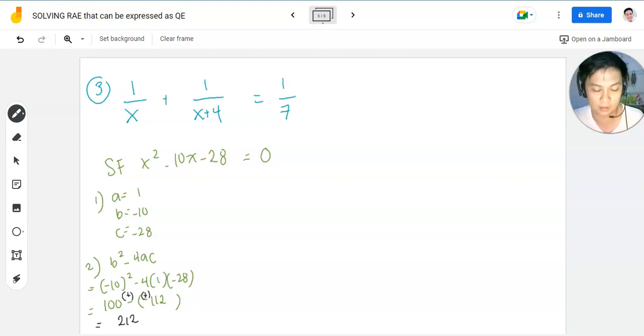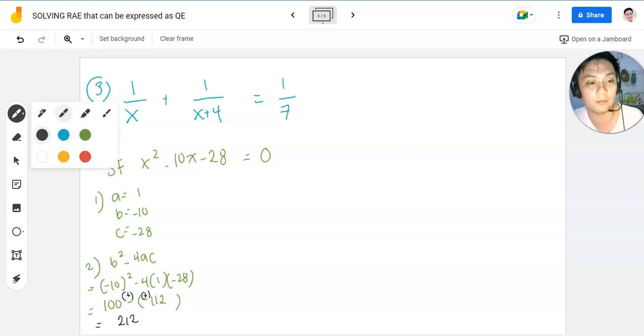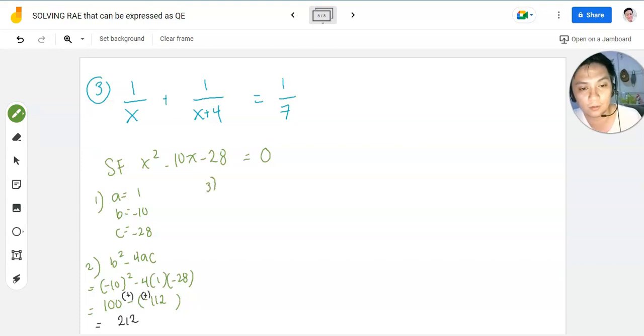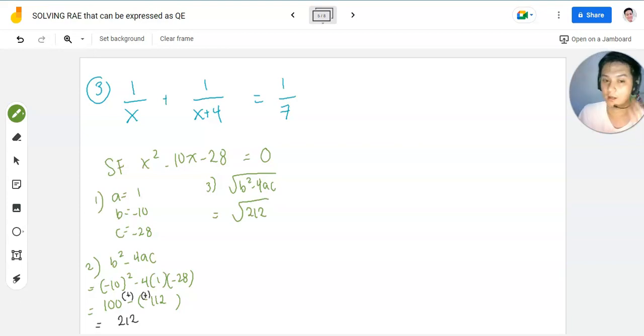At ayun, hindi nga factorable yung ating quadratic trinomial dito because the discriminant is positive pero hindi perfect square. So, what do we do? Sa step 3, we'll get the square root of the discriminant. So, anong square root ng 212? So, simplify na lang natin siya. Ano bang factor ng 212 ang perfect square? We can do factor tree dito.